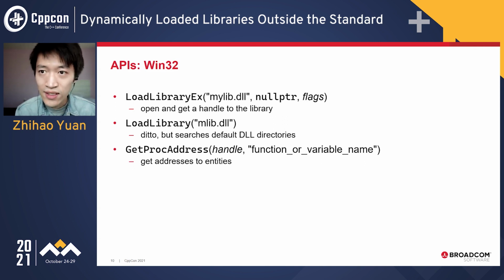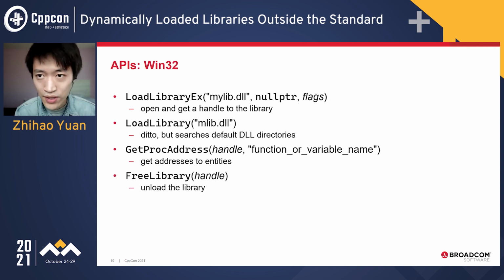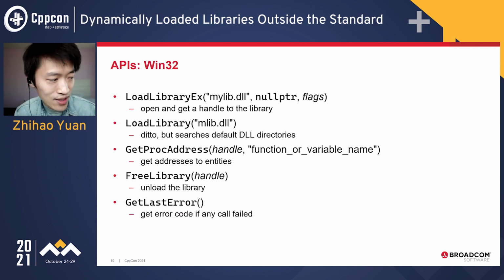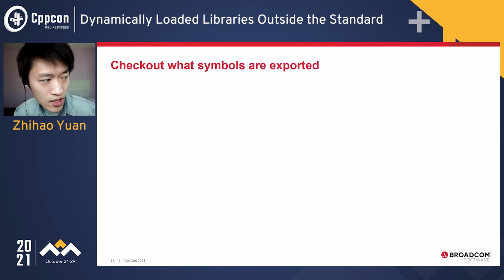Note that this does not only get the procedure's address, it also gets the variable's address. And then FreeLibrary, it unloads the library. Last but not least, GetLastError. If any of these APIs above encounters an error, you can get the last error using this function. So the command to check out what symbols are exported.